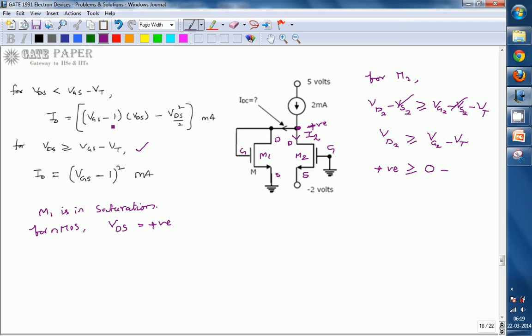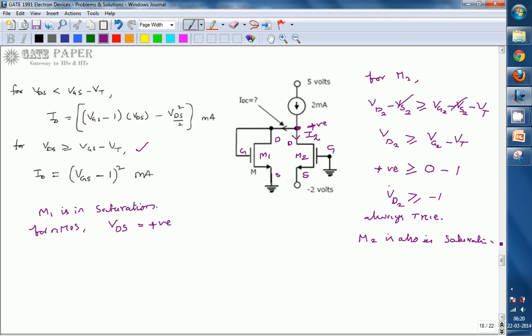From these equations, the equation says VGS minus VT into VDS, otherwise in saturation VGS minus VT whole square. So the VT value is 1 volt. From that you can identify the VT value. So VD2, which is positive, is always greater than minus 1. So it is always true, which implies M2 will be in saturation. So M1 is in saturation and M2 is also in saturation.